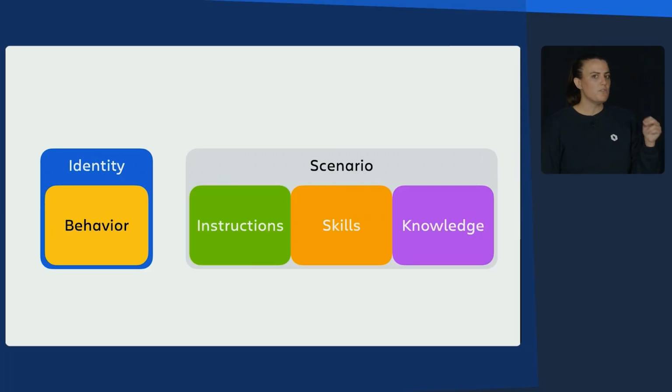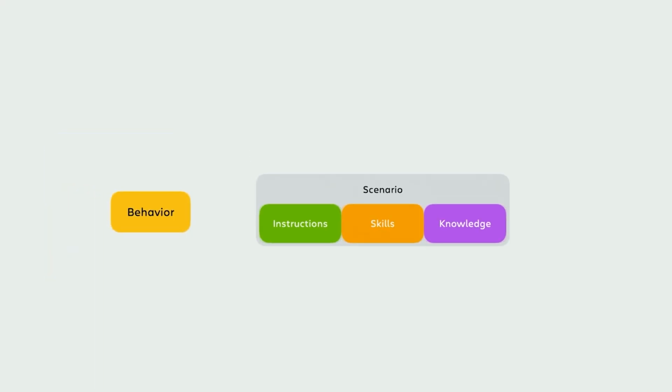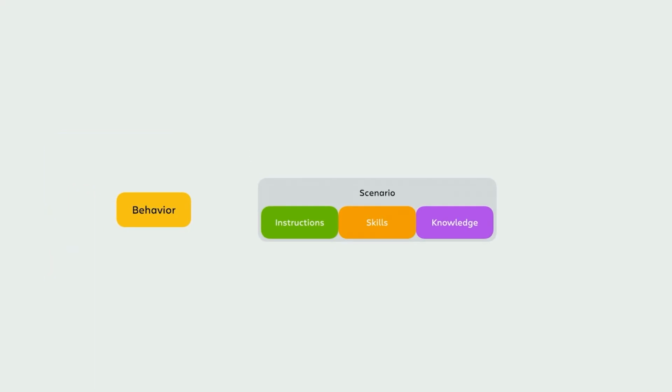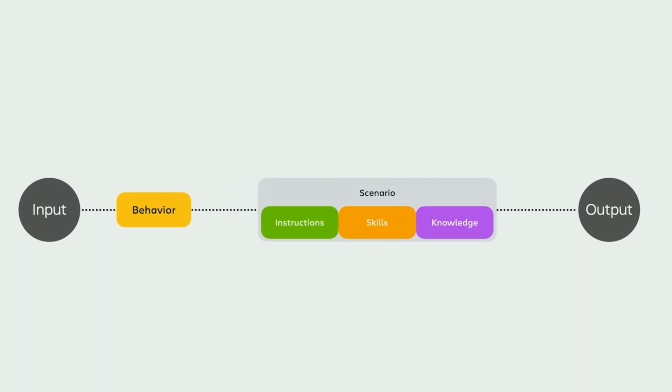We also introduced a new field called behavior, and behavior is essentially the tone of your agent, the way you want it to behave all of the time, right? So if you think about how your prompt goes through this, you give the agent input, it runs through the behavior, it runs through the scenario, and then it gives you output, right? So this is a single job to be done.